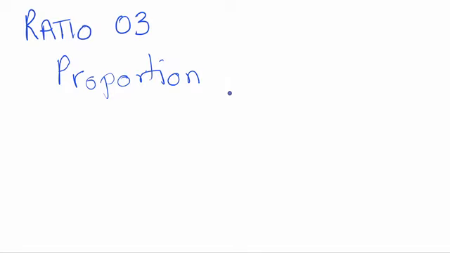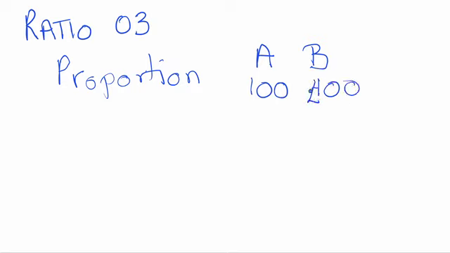So, for instance, if there were two people, person A and person B, and I gave £100 to person A and £100 to person B, and the total amount that I gave out is £200. Well, it's given out in the ratio 100 to 100, and because we can simplify this, the highest common factor that goes into 100 and 100 is of course 100.